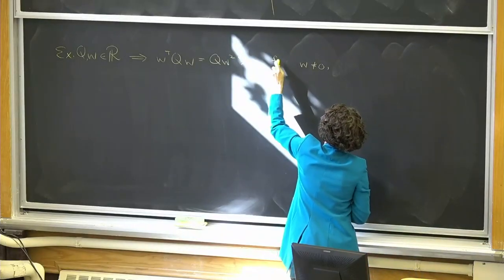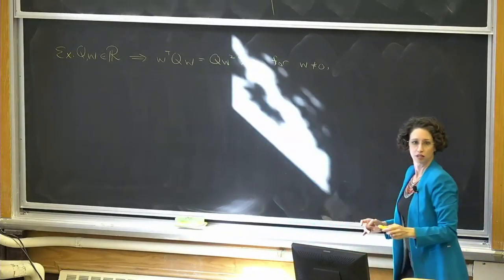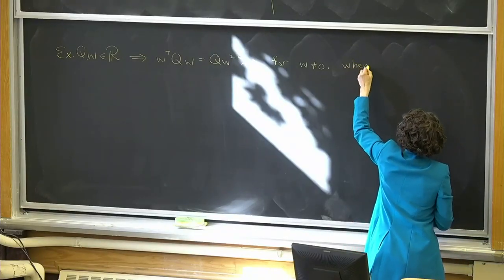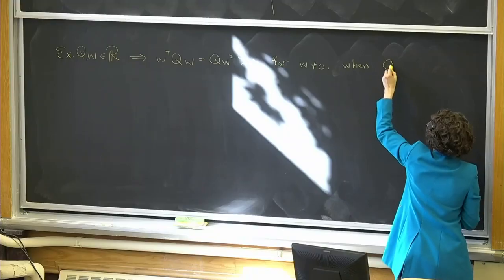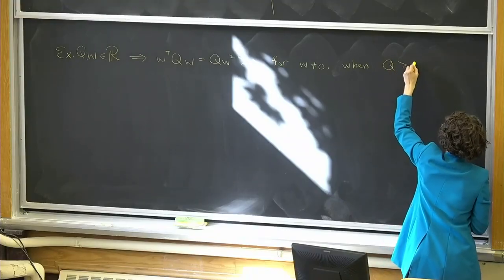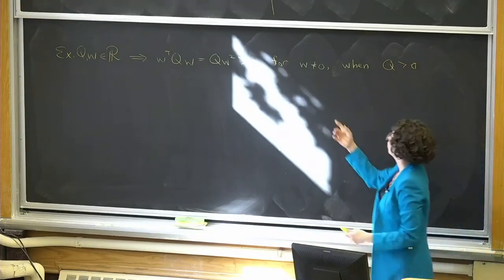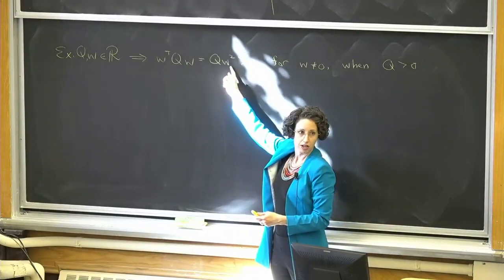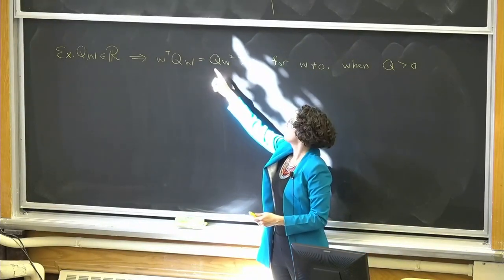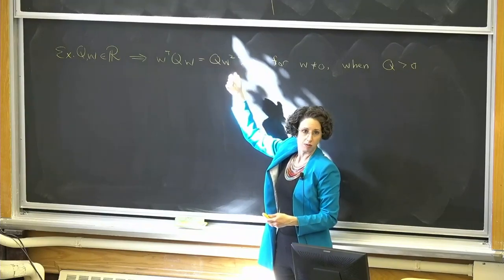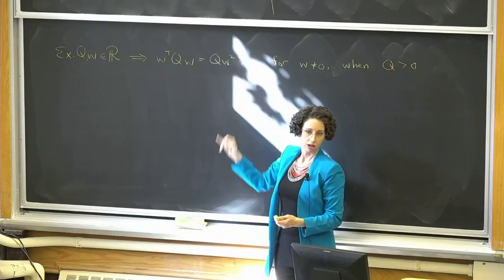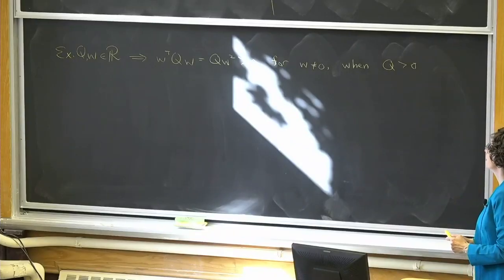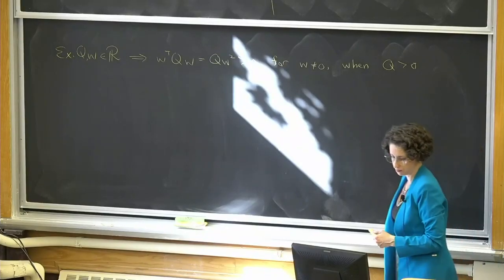Any thoughts? When, I think I heard this murmuring, whenever Q is positive, right? So if W is non-zero, positive or negative, and I square it, I'm going to get a positive number. So as long as Q is positive, the product's going to be positive, right? So in this case, a positive definite scalar Q is just a positive number Q.